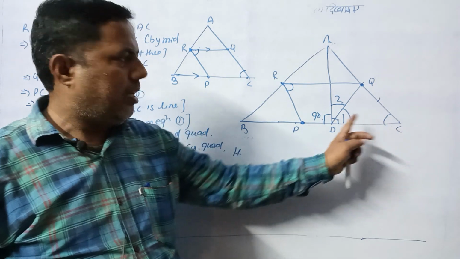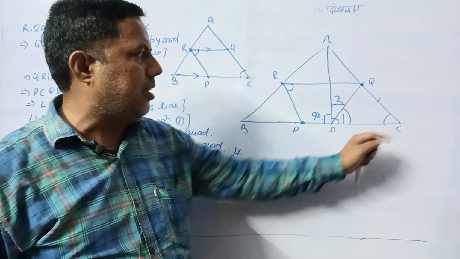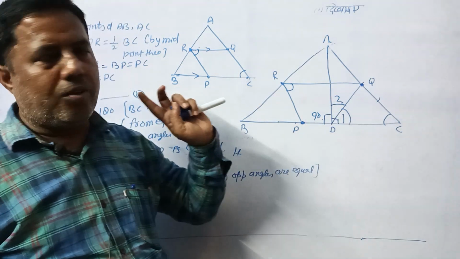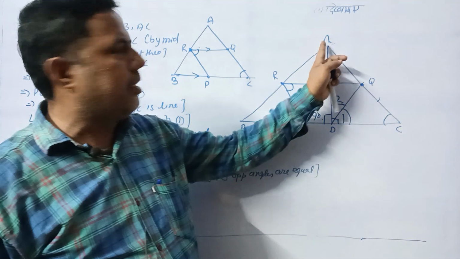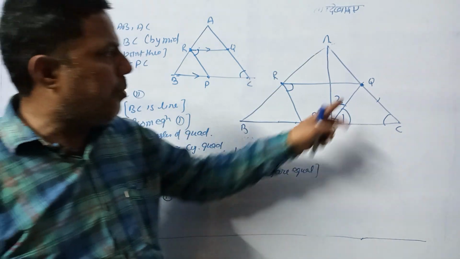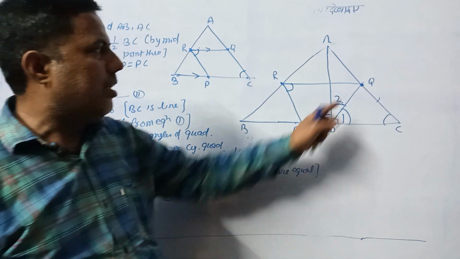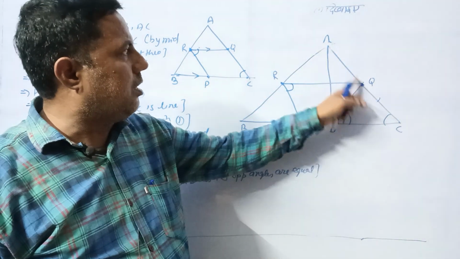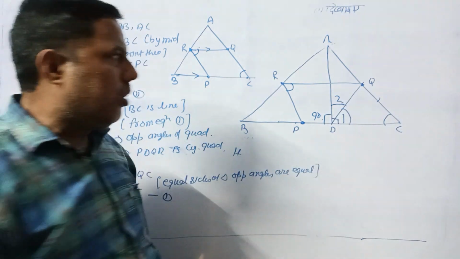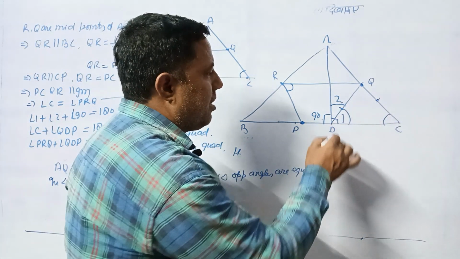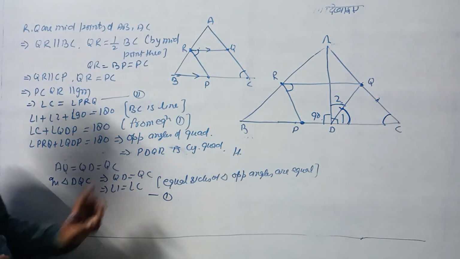ADC. AD perpendicular to BC, that means angle ADC is 90. Angles 1 and 2 are 90. Okay. Then it is a right triangle. In a right triangle, the midpoint of the hypotenuse is equidistant from the vertices. Then QA, QC, and QD are equal. So this equal to this. So we can say angle 1 equal to angle C in the first case.